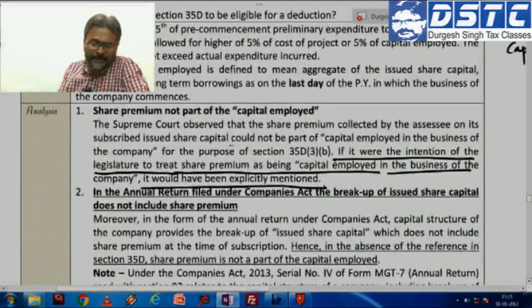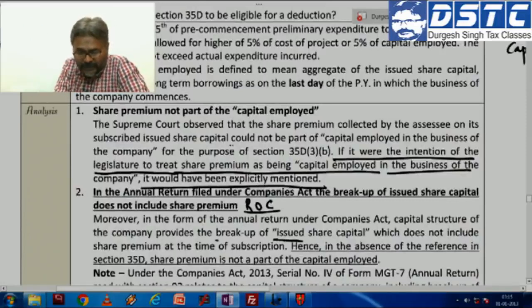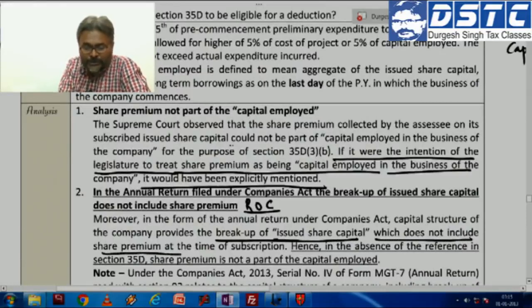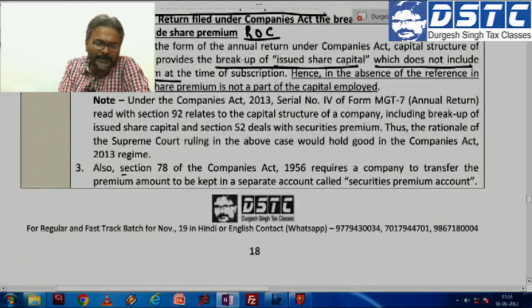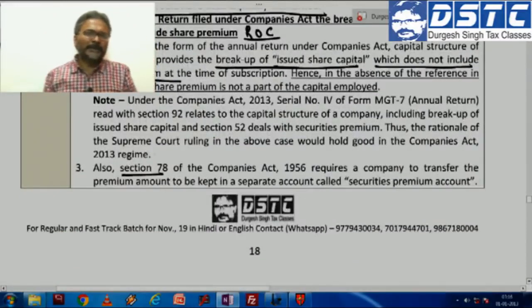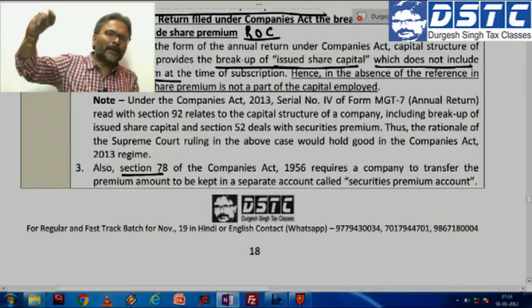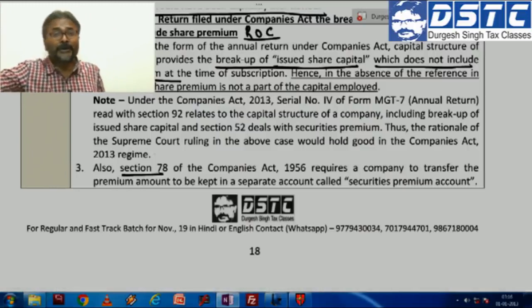Second, they have made a reference to the ROC return. In that ROC return, when we give the breakup of issued share capital, we do not include the share premium. And the last one, students, is section 78, which we all know, of the old Companies Act, that the share premium amount has to be kept separately. It cannot be used at all.